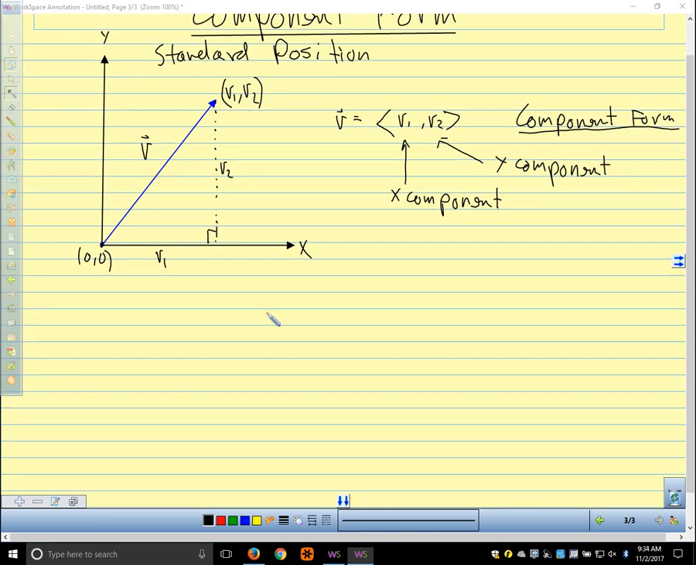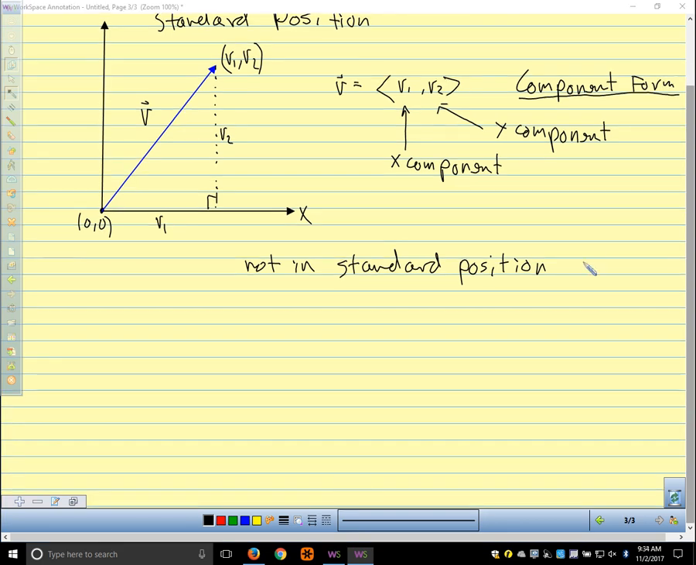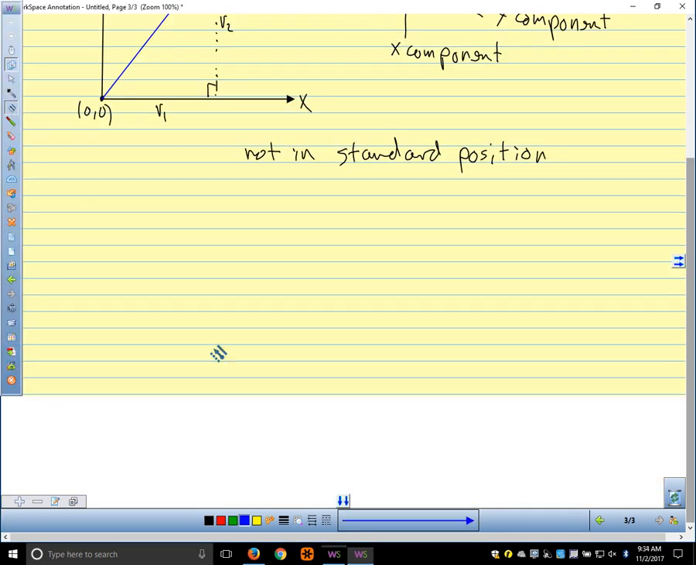If we are not in standard position, so we just have our initial point at some point and our terminal point at some other point. So I'm going to say this point is x1, y1, and this is x2, y2 at the terminal point. I'm going to call this vector u.